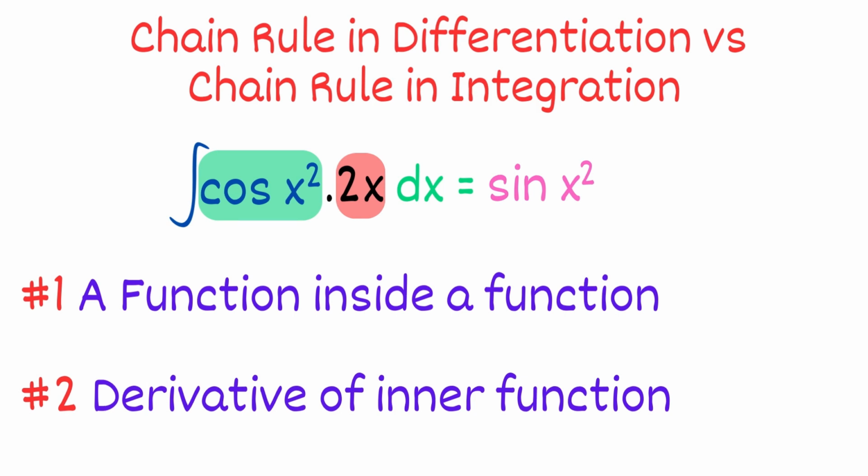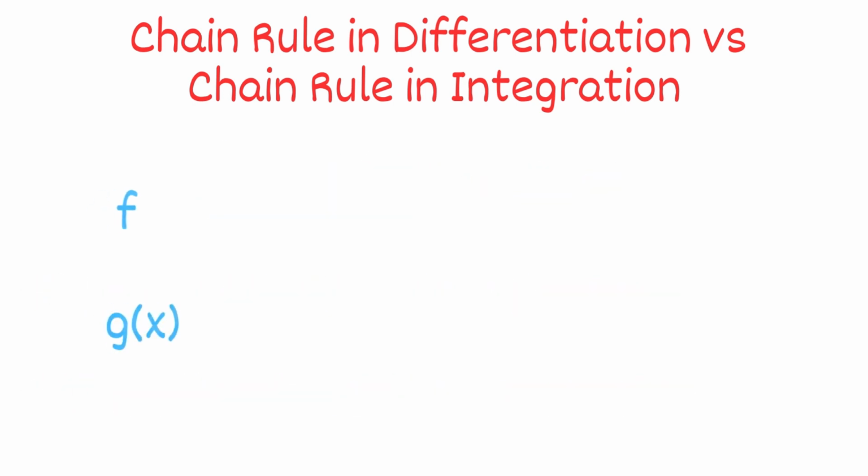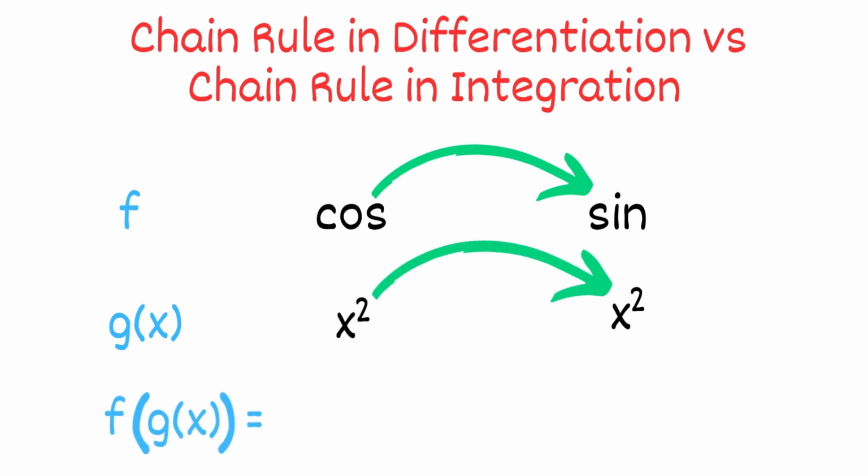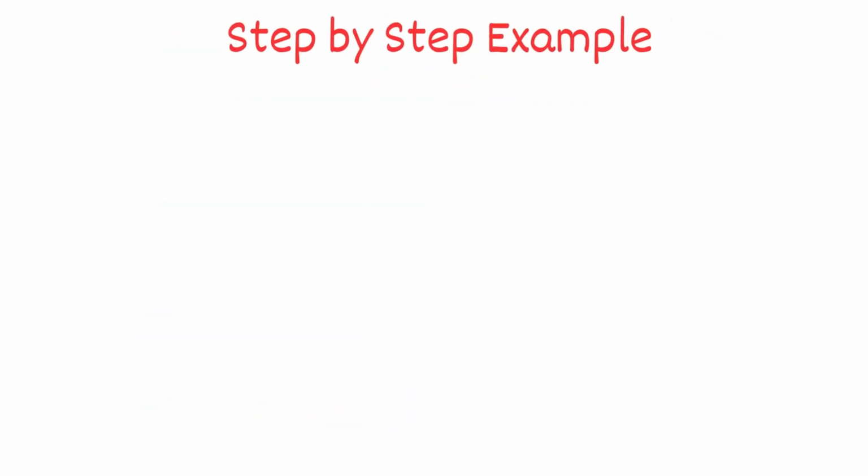Now, in order to complete our formula, we just need f of g of x. So we just need to integrate the function f. The function f is cosine, so its integration is going to be sine. And g of x is nothing but x squared. So, f of g of x is sine of x squared. Now to make sure we understand this, let's do one more example.